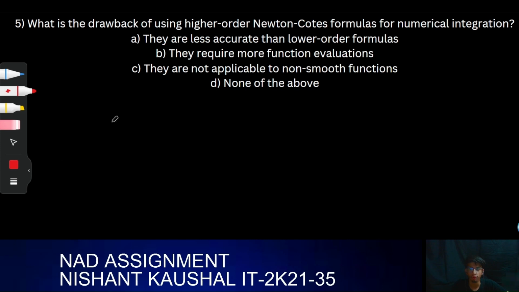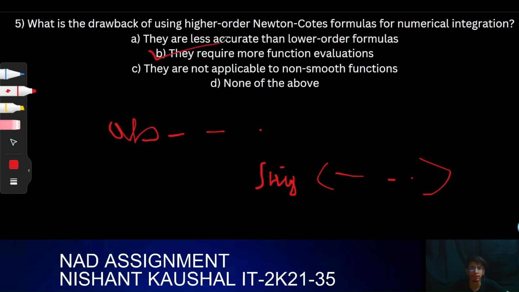So in Newton-Cotes formula, abscissas are divided equally, right? So if abscissas are divided equally, the higher order formula takes more abscissas and their calculation becomes tougher. So its answer should be they require more function evaluation. In higher order, we require more function evaluation because they take more abscissas and it gets difficult to solve. So answer would be B.